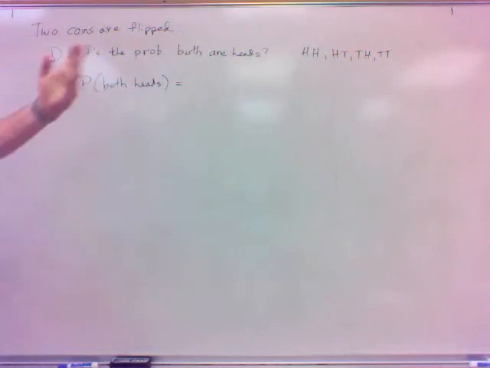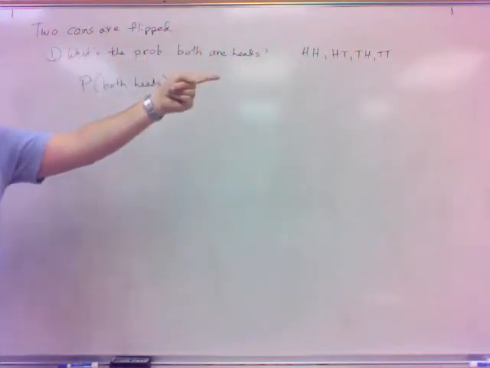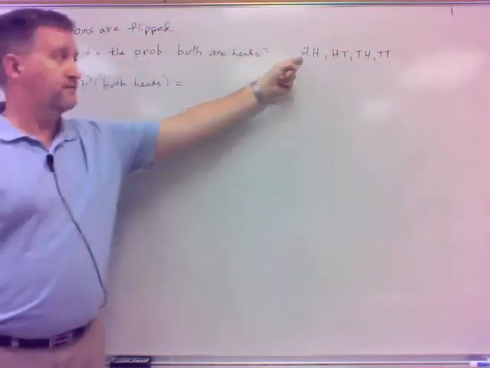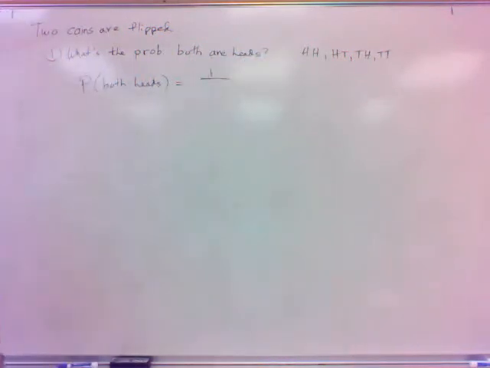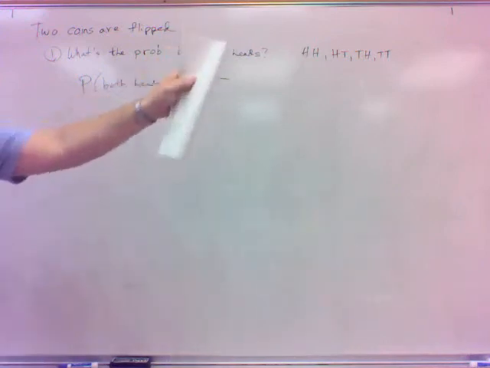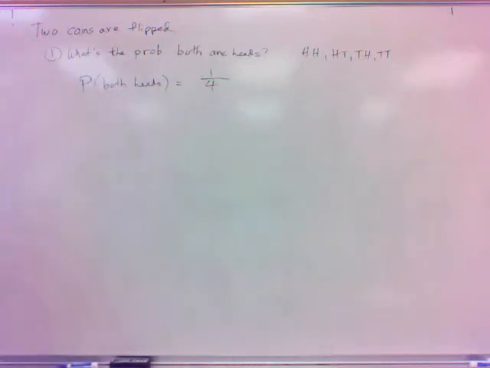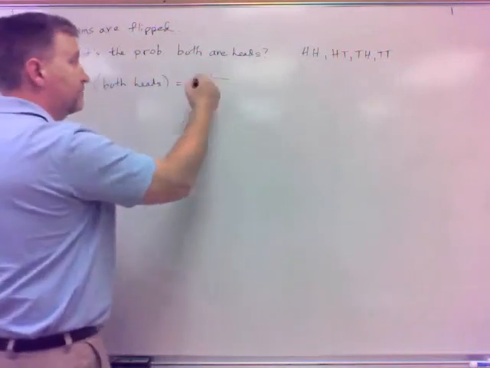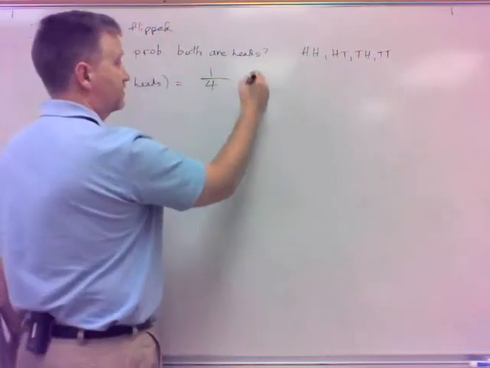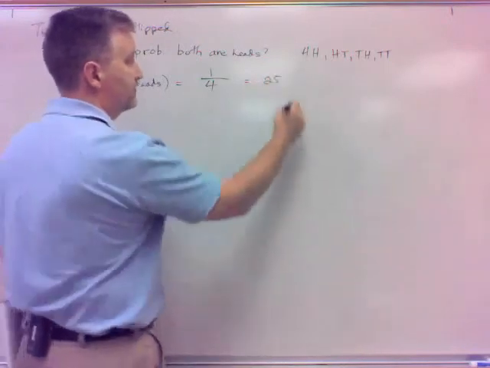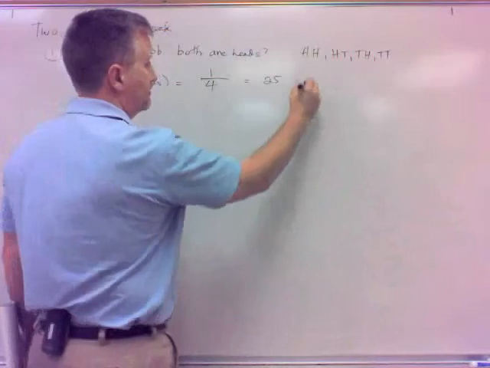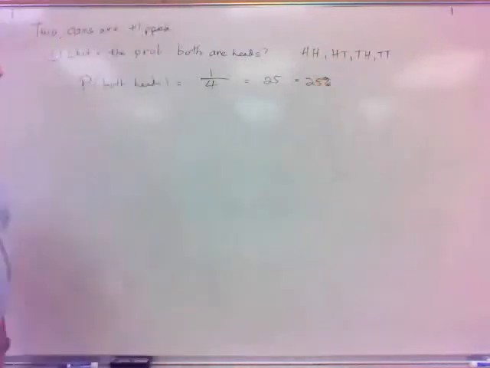Well, how many of them are both heads out of those possibilities? There's one of them that's both heads. So that's my top number out of how many? 1, 2, 3, 4. 1/4. Okay? So the probability of both heads is 1/4. Change that to a decimal, it'd be 0.25. The book will go with the fraction, but make sure you understand it correlates to a decimal, and what is 0.25 as a percent? 25%, wouldn't it? Okay? All right.